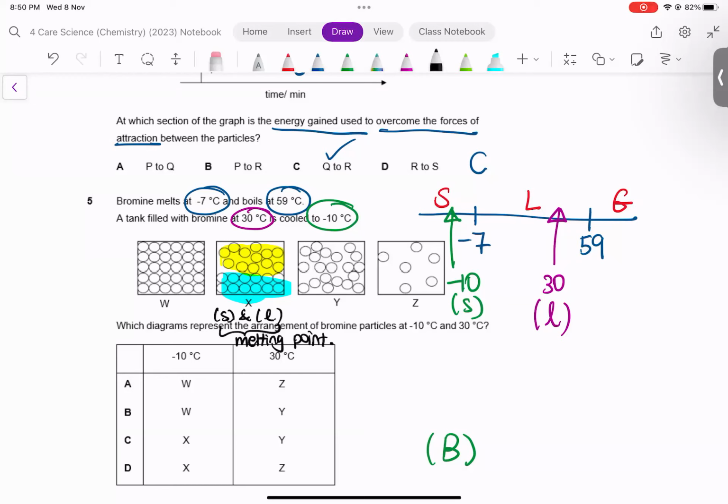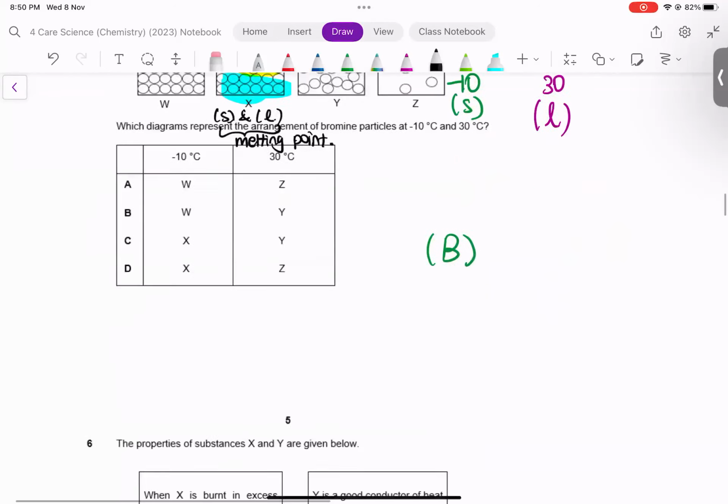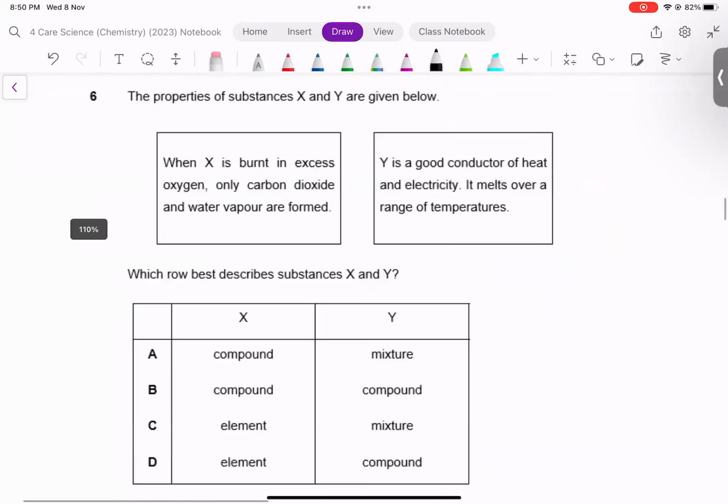All right. Now moving on from question 5, once you're done. Okay, we go to question 6. Now, question 6 is a typical combined science question where they go through different pieces of information that you need to analyze to work out whether something is an element, compound, or mixture. So let's go to question 6. They have given you information about X and Y.